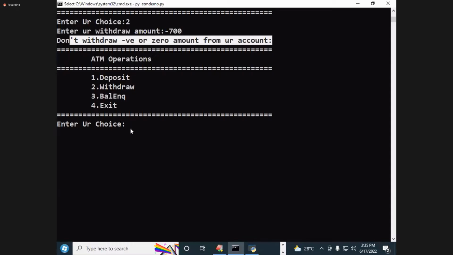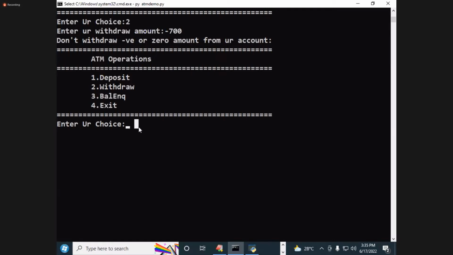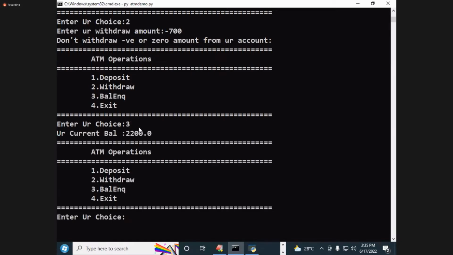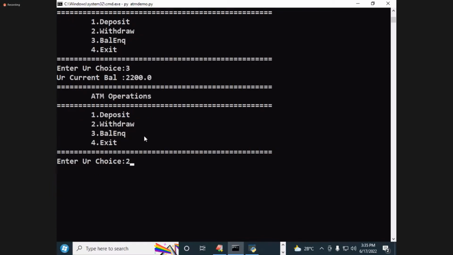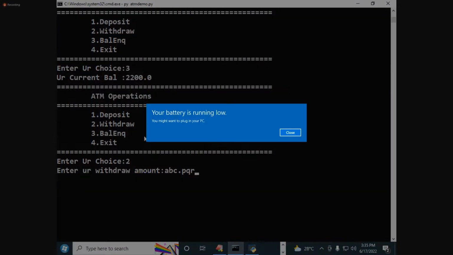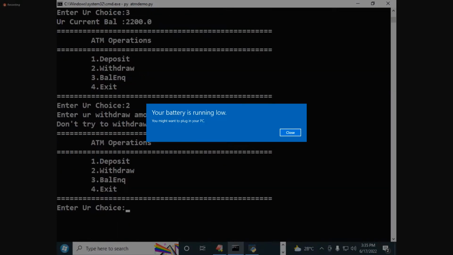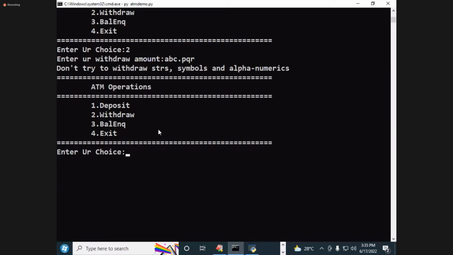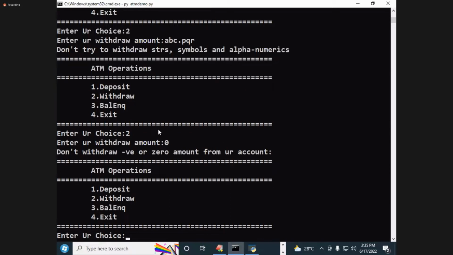Balance inquiry. Somebody is checking balance. 2,200. Next, 2. Deposit. What is that? ABC.PQR. Don't try to withdraw strings, symbols, and alphanumerics. Come on. 2. 0. Don't try to withdraw negative amount and zero from your account. Come on, next. Girls, you are not saying anything. Read Python notes to withdraw.